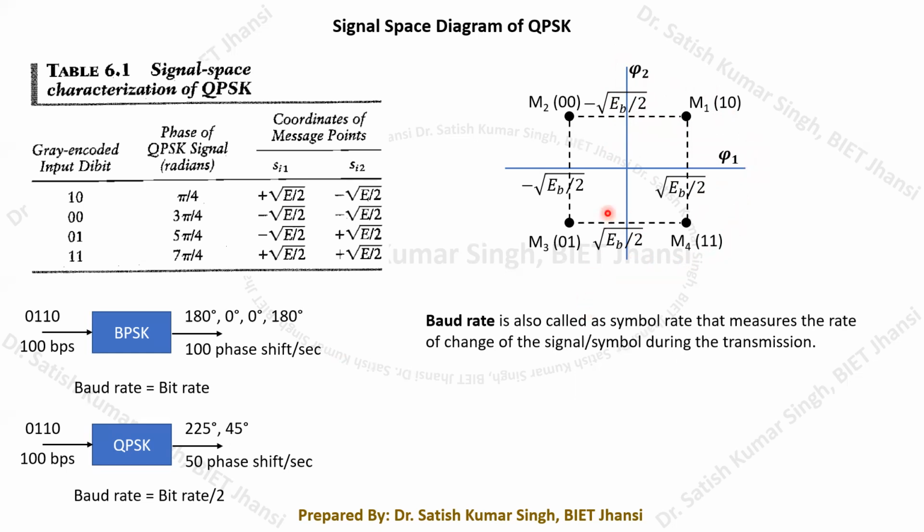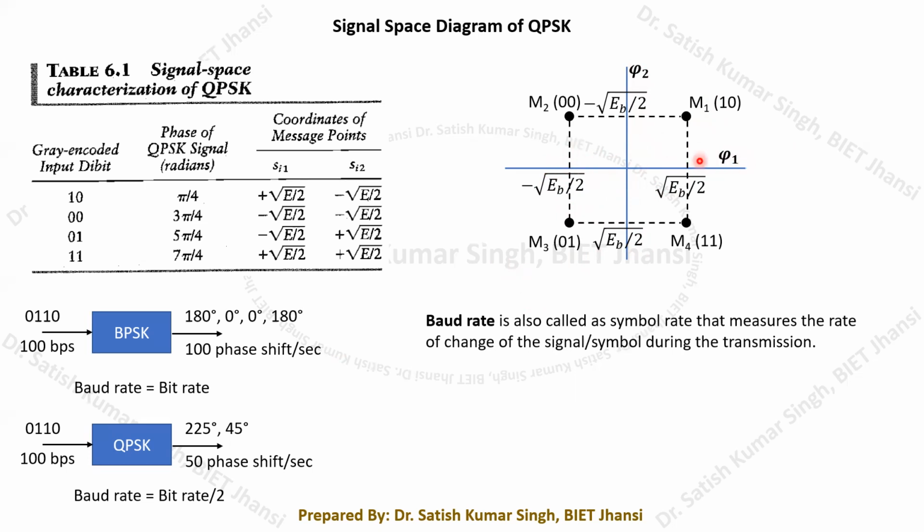So I hope you are able to follow this signal space diagram corresponding to the different gray coded input dibits, and what the corresponding message points will be. Now that you have understood this, you can see that there will be decision boundaries. Obviously in this case the decision boundaries will be the axes themselves, the basis function axes that we have chosen.